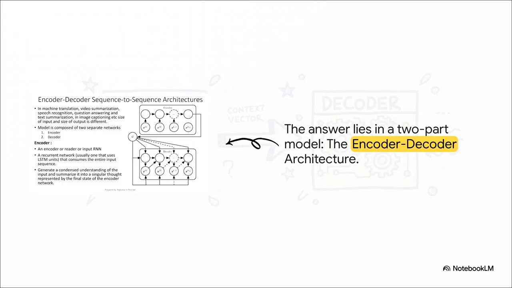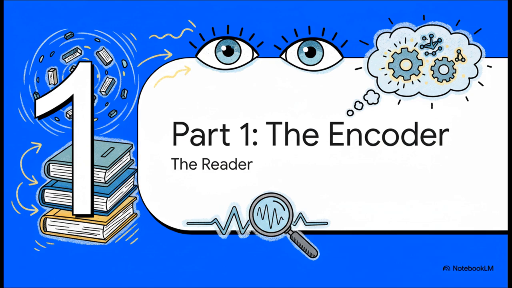Well, the answer is this really brilliant two-part system you see right here. It's made of 2 separate networks that work together. You've got an encoder, whose job is to read the input, and then a decoder, whose job is to write the output. Let's break down how each of these parts actually works. All right, first up is the encoder.